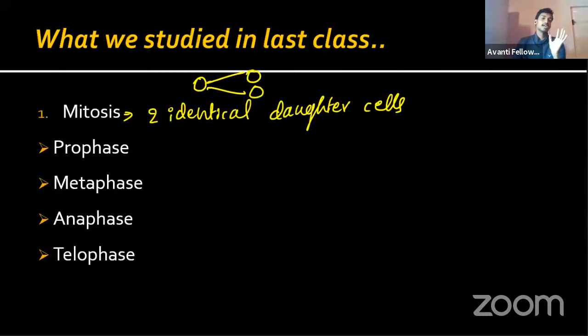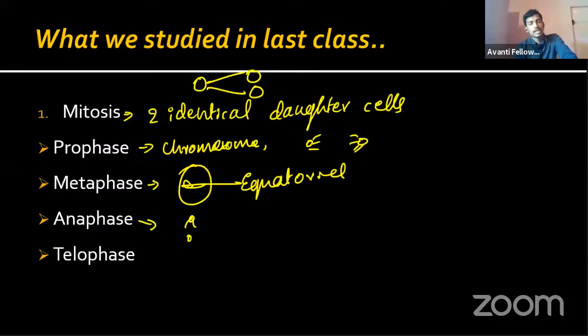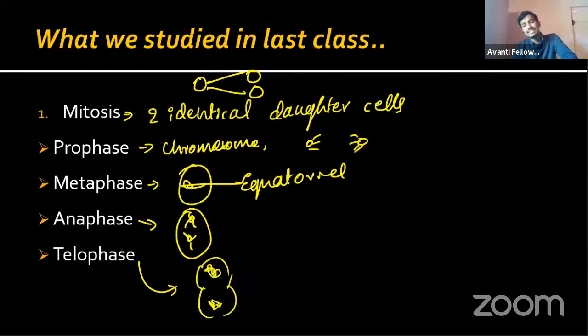But here, all the steps are there, right? Prophase is like getting ready. That means chromosome formation happens here, and spindle fiber formation happens here. Metaphase can be represented by chromosomes being in the equatorial plate, and in anaphase everything will be separated out, right? It's going away, separating out. And in telophase, it has already reached the point and it's decondensing again.